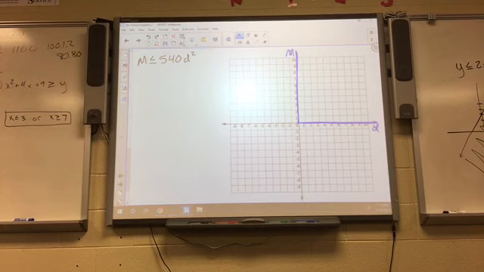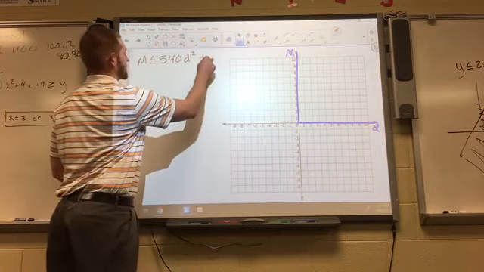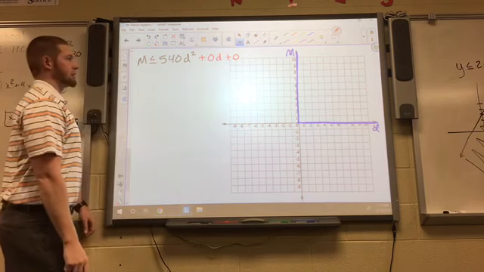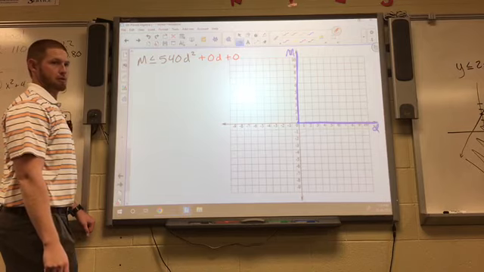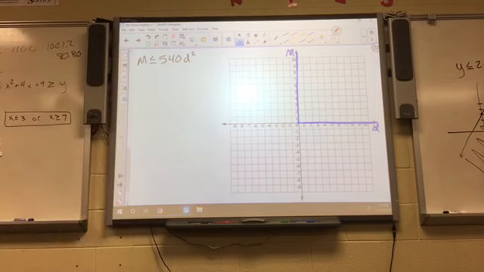How am I going to graph this? Because on the last one we did negative b over 2a, right? There's no b. It's 0. So I could do, if I wanted to, plus 0d plus 0, right? What is the x value of the vertex going to be? 0. That's going to happen a lot for you on these word problems. The x value is going to be 0.